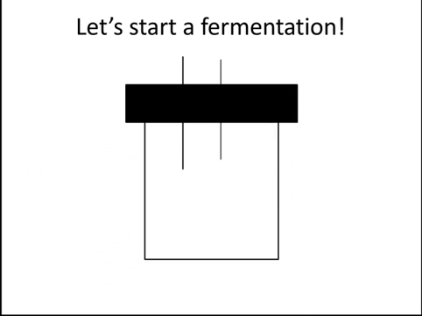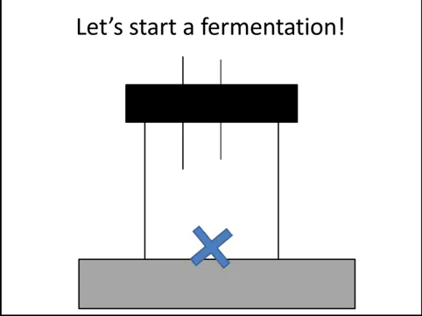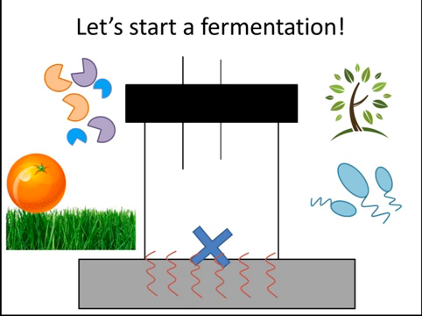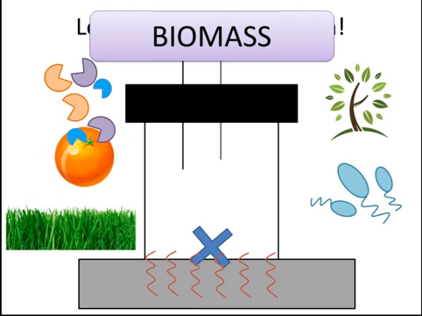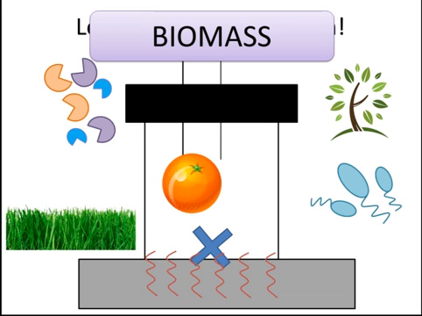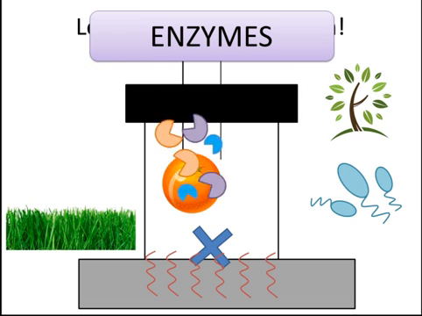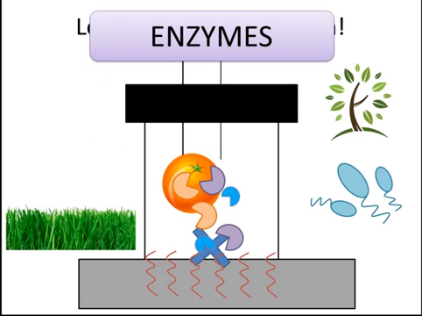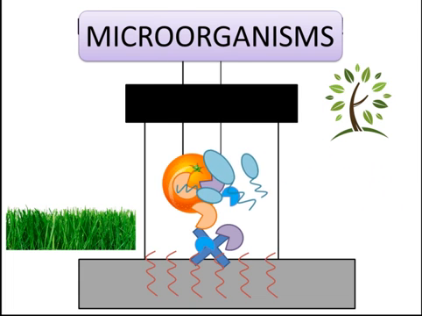First, we need a vessel to hold the fermentation, a way to stir a fermentation, and a way to control the heat. What should we add first? The orange? That's right. First, we add our biomass. Now what? Enzymes? You got it. We have to add the enzymes to release the sugars from their chains in the plant. And last but not least, microorganisms. Correct. The microorganisms can now take the sugars released by the enzymes and convert them to ethanol.